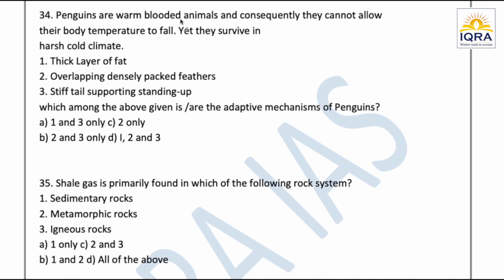Penguins are warm-blooded animals and consequently they cannot allow their body temperature to fall, yet they survive in harsh cold climate. ठीक है? तो thick layer of fat की वजह से वो ऐसा कर पाते हैं, या overlapping densely packed feathers की वजह से वो कर पाते हैं, या stiff tail की वजह से वो कर पाते हैं. Which of the following, which among the above given is or are adaptive mechanisms for penguins? So all the three are correct.